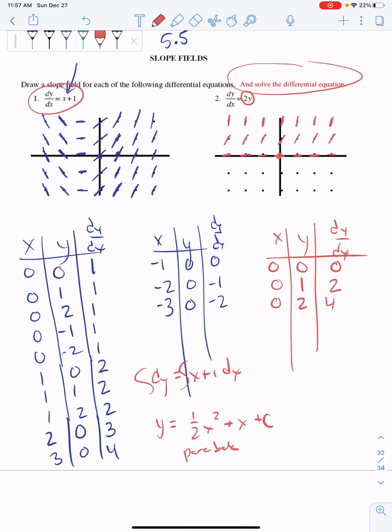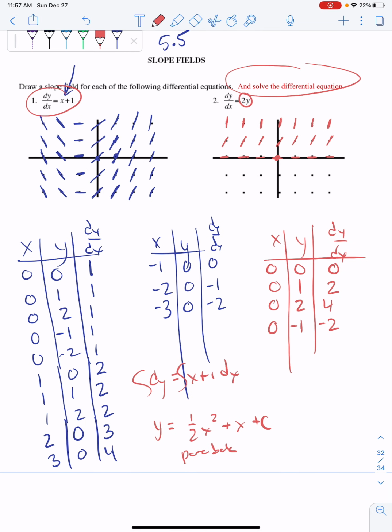So now let's look at what happens when y is -1. When y is -1, my slope becomes -2. So instead of +2, I'm looking at -2. So my slope is coming down. And whenever y is -2, my slope is going to be -4. So my slope gets steeper as it goes down and steeper as it goes up.